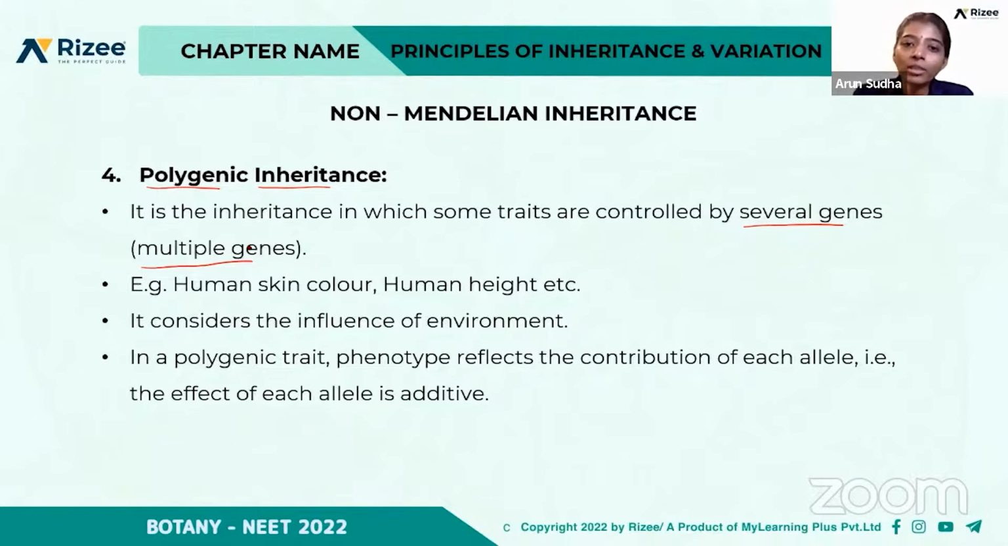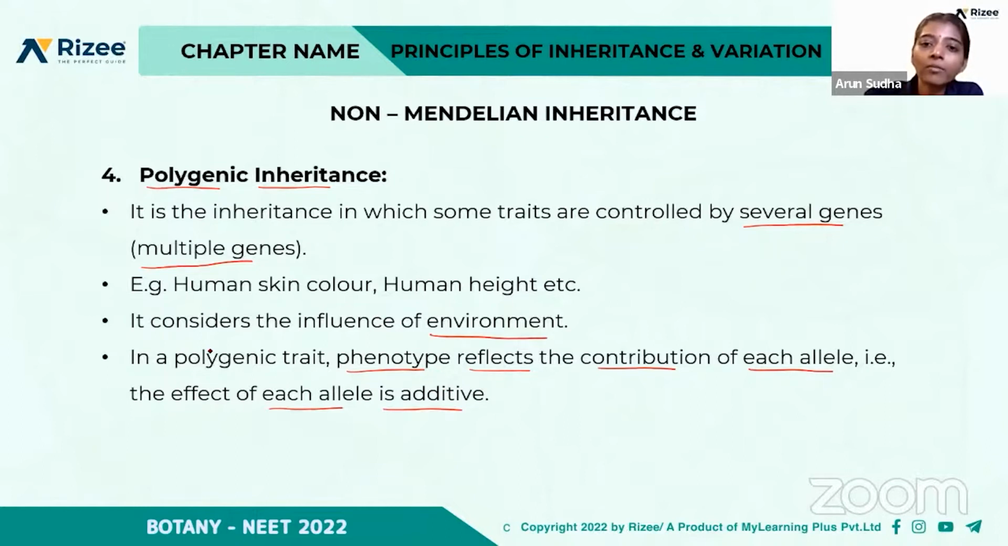So here in the case of polygenic inheritance, if you take the human skin color or the human height, there occurs a variation. Not all the individuals are of the same height, or of the same color. Right? So it also considers the influence of the environment. Environment also influences the color of the person and also the height. So in the case of a polygenic trait, the phenotype reflects the contribution of each allele. There are many alleles responsible for the skin color or the human height, and the effect of each allele is additive. So they together contribute to the skin color or the height.